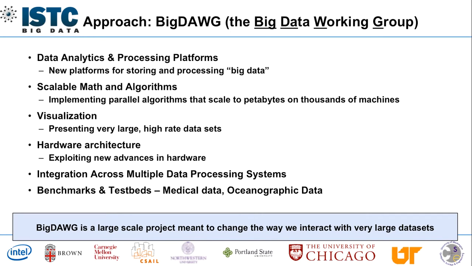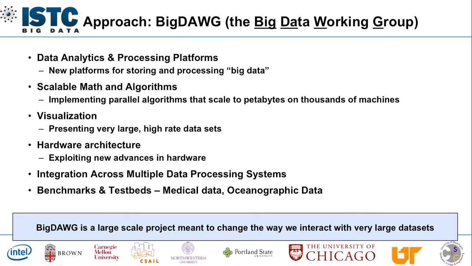BigDAWG is all about bringing together advances in data management. So we've worked with a number of people in data analytics and processing platforms, people who have been developing scalable math and algorithms, folks who are developing new visualization techniques for big data, as well as those who are developing new hardware architectures that can be exploited for fast and efficient data management.